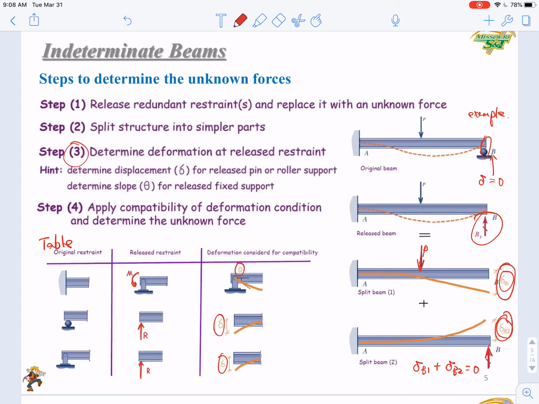as written here. So in step 3, when you determine the deformation at released restraint, you can determine the displacement for released pin or roller support. One example is here. At the roller support or pin support, you can determine the displacement and summarize all of them together. You get a 0. This is a compatibility condition or boundary condition. And you can also determine the slope for released fixed support.